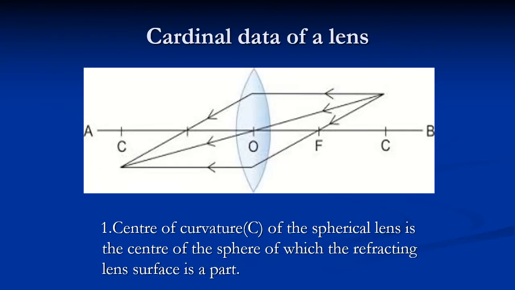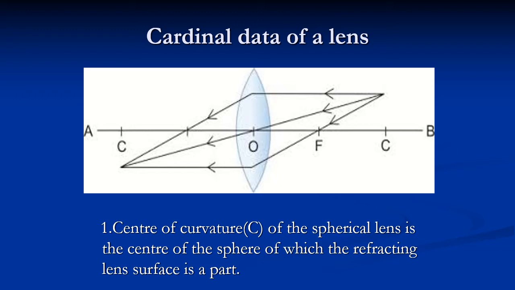What is the cardinal data of a lens? We have seen the cardinal data of a concave mirror. Now we will see what is the cardinal data of a lens. A lens has two surfaces. A mirror has only one surface, the reflecting surface, and the lens has refracting surfaces. It has two curvatures, one anterior and another posterior.